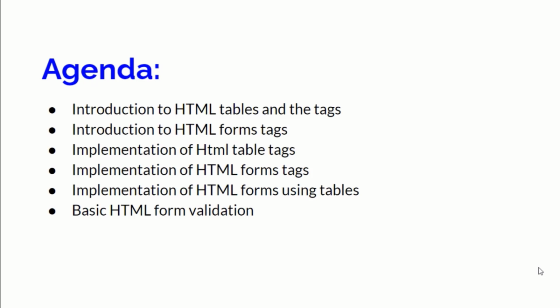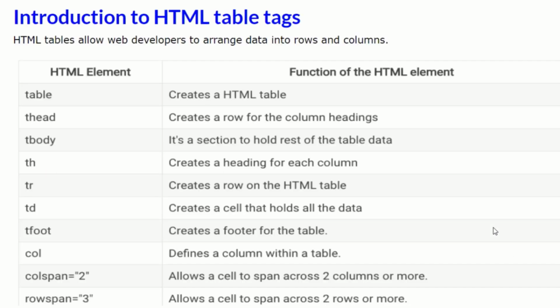So first, introduction to HTML tables. HTML tables allow web developers to arrange data in rows and columns. Everybody aspiring to be a web developer, majorly a front-end developer, should know this as a basic of HTML, like how to create tables, because at different intervals you will surely be needing it to create maybe one website or something.